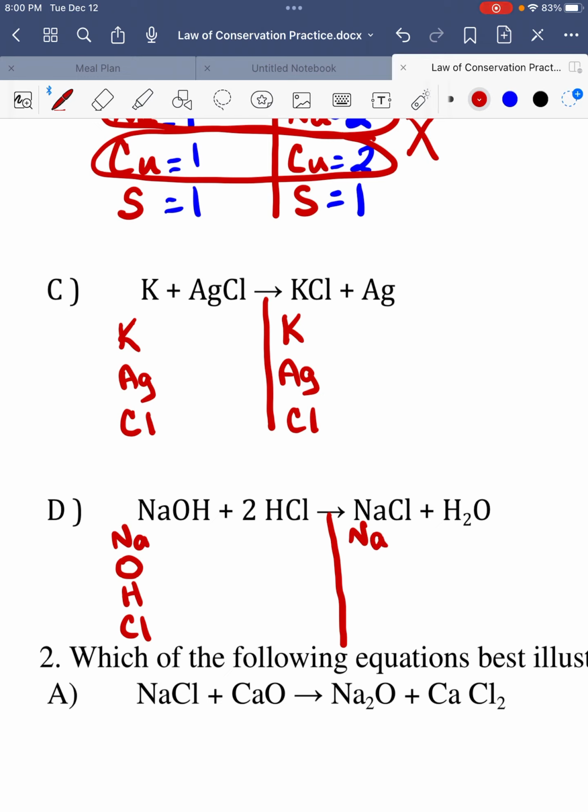And remember, it makes it a lot easier to match these up and to check them if you write them in the same order on the reactant side and the product side.